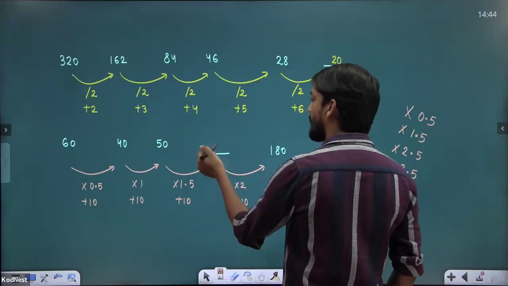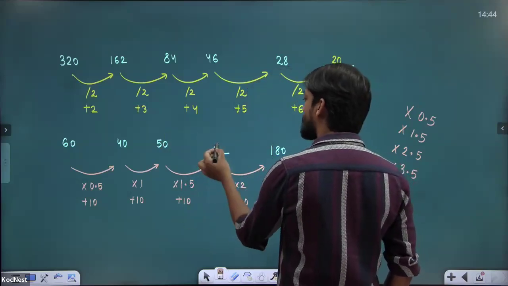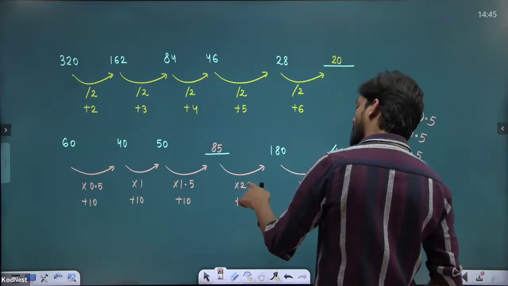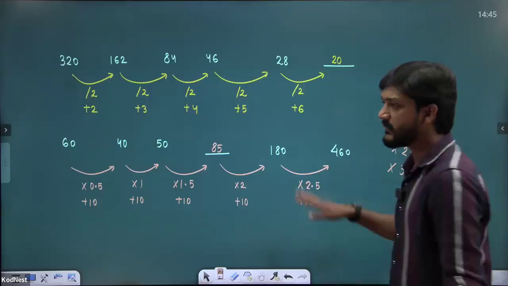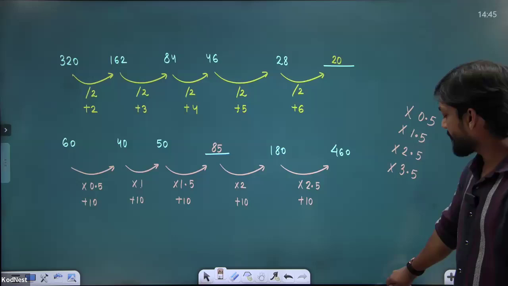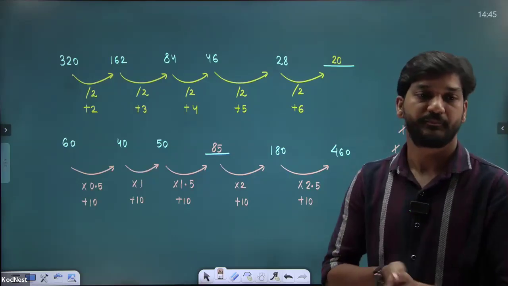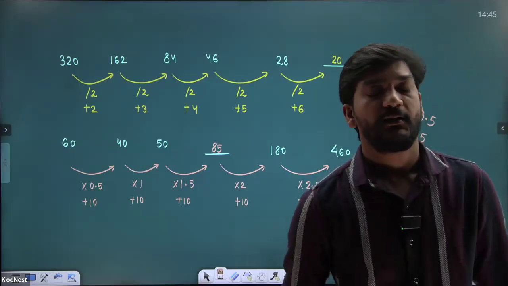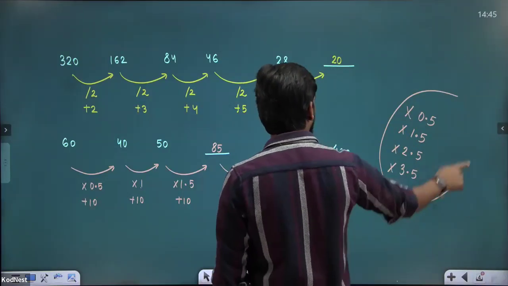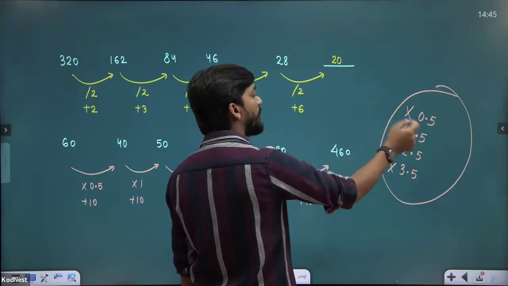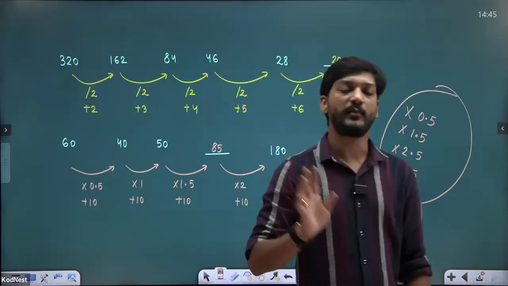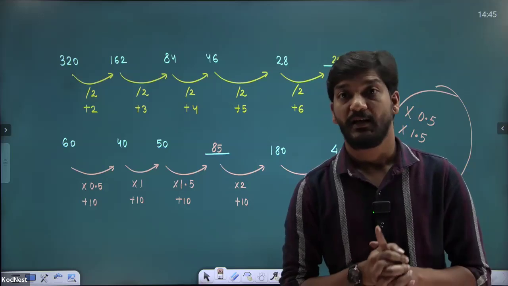So 50 into 1.5 is 75, 75 plus 10 is 85. 85 into 2 is 170, 170 plus 10 is 180. So this is how it will work out. Understood or not, please carefully see. For the first time, we are seeing decimals, and decimal numbers will always be of this kind. Never some complicated decimal like 1.7, 1.74. Never will it be this. Okay, now next question.